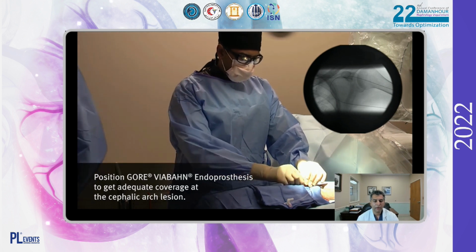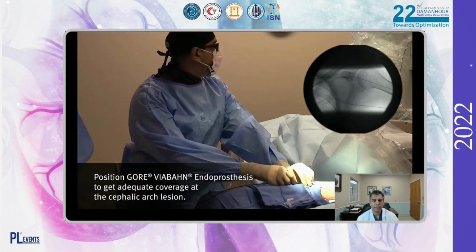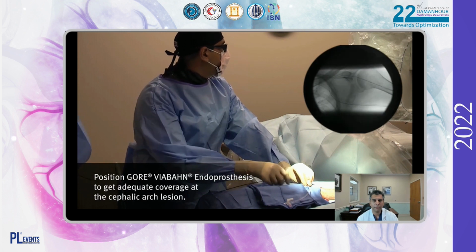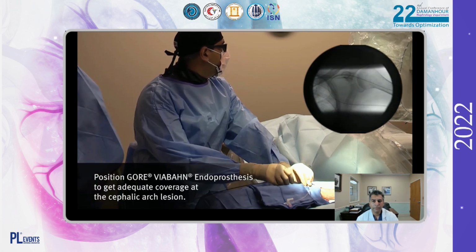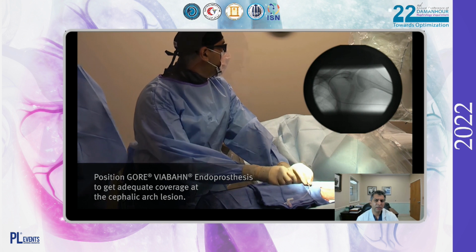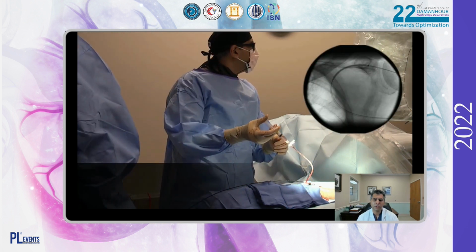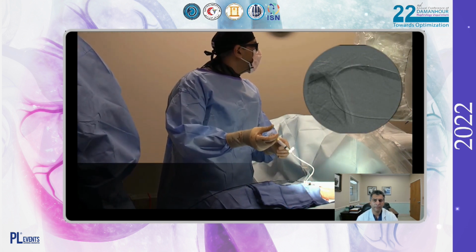Here we placed a stent graft over the wire and through our sheath and advanced it through the areas of stenosis. Again, conscious sedation is usually used for this. Versed and fentanyl, we don't generally use general anesthesia for these cases.